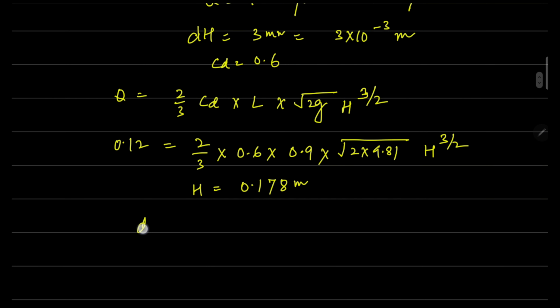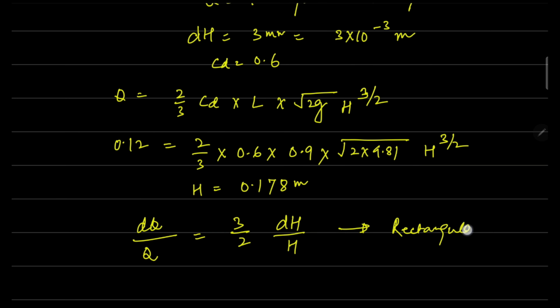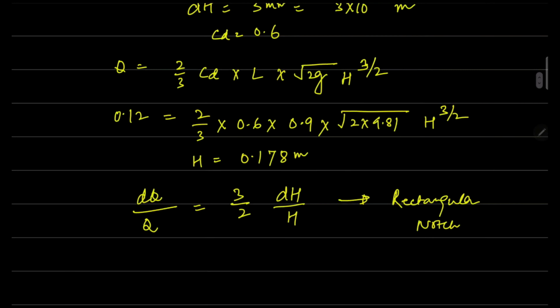So we already have the dH. For this we have already derived that dQ over Q will be 3 by 2 times dH over H. This is valid for the rectangular notch. And when this problem is for the triangular notch, this 3 by 2 will be equal to 5 by 2.